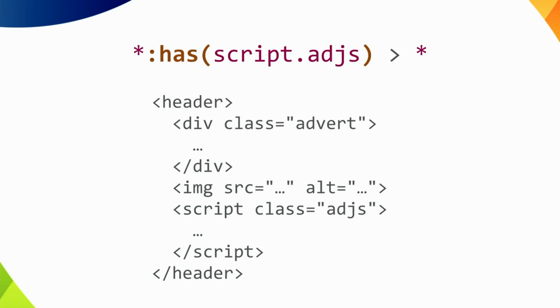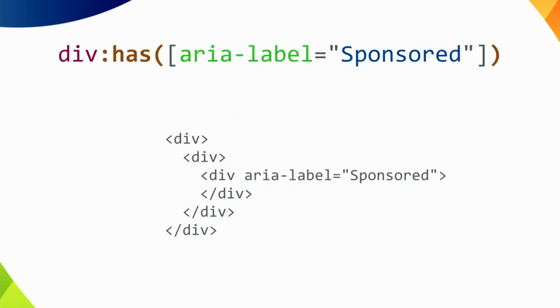Here, we're saying any element that has a descendant script with a class of add.js inside of it, select all the child elements of that element, the one that got matched by the has. So here's the select all child elements part. Because the header has a descendant script with a class of add.js, all of its children get selected, including the script that caused the has to match in the first place. Now, why do you want to select script elements? I don't know, you do you. But you can, right? So, you do need to be careful though, all right?